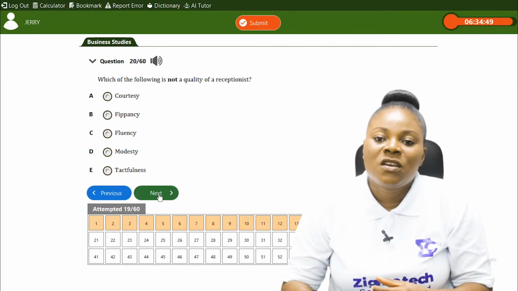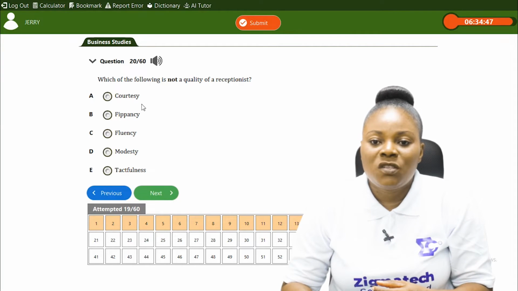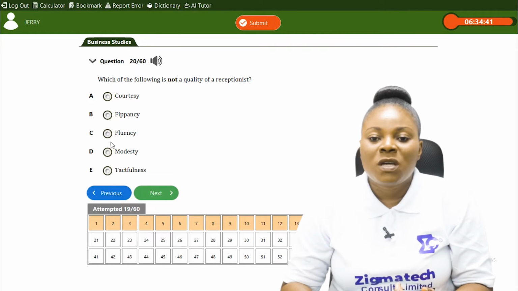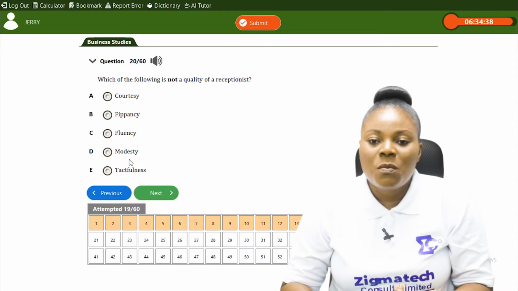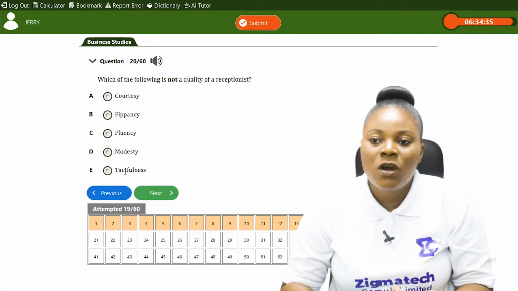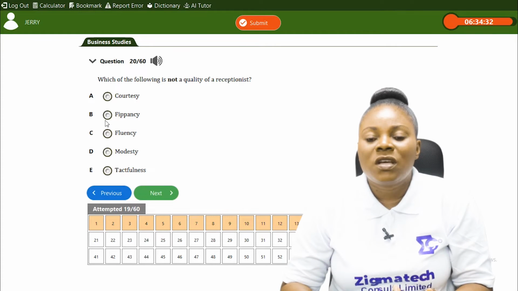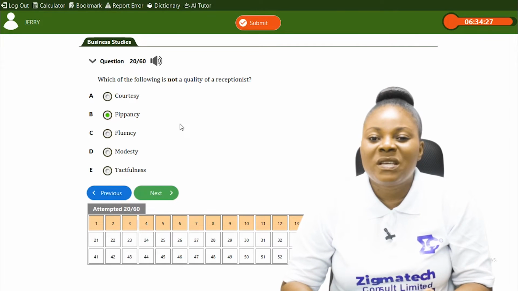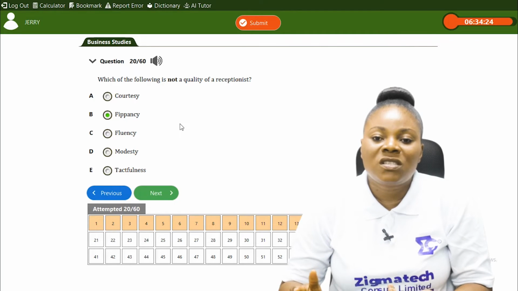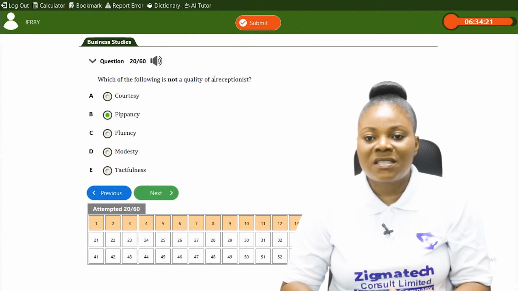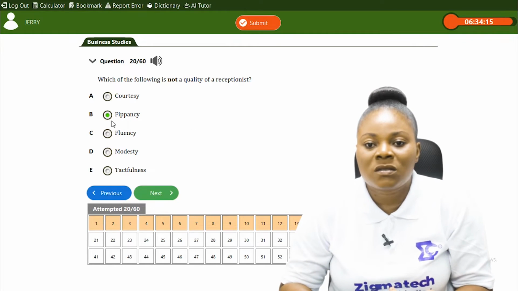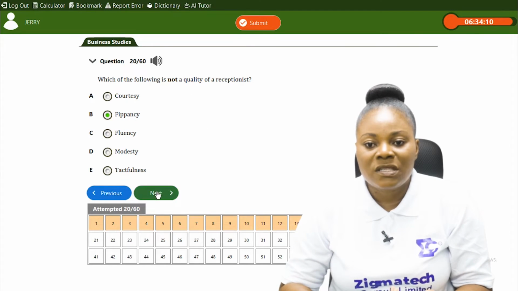As a receptionist, you are expected to be courteous. That means you should show courtesy to your visitor. That means be respectful, treat them well. You must be fluent in your communication. You must be modest in your dressing. You must be tactful in every duty given to you. So the odd one out here is flippancy. Flippancy is the act of not being serious, not taking your work or any duty given to you seriously, which is not expected of a receptionist. Doing things anyhow, not being serious, is what we mean by flippancy. So this is not expected of a receptionist.